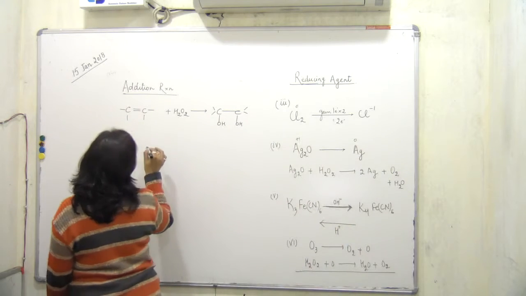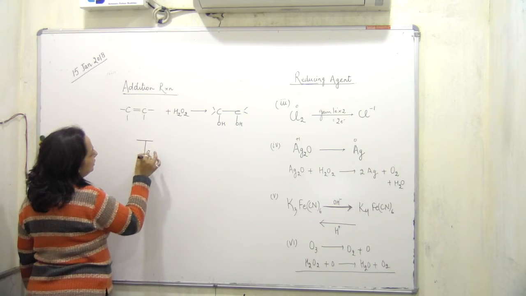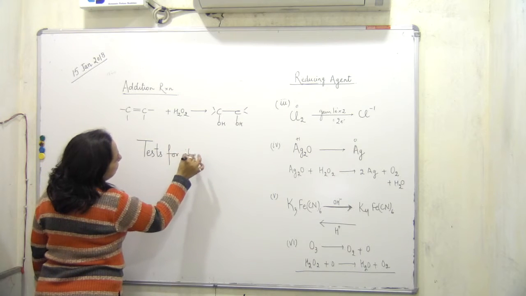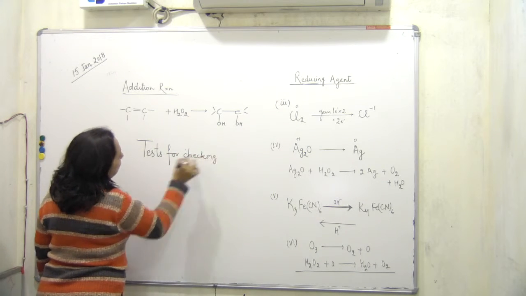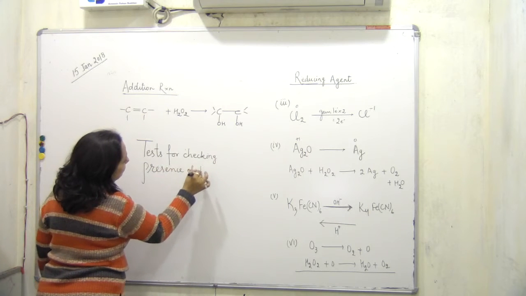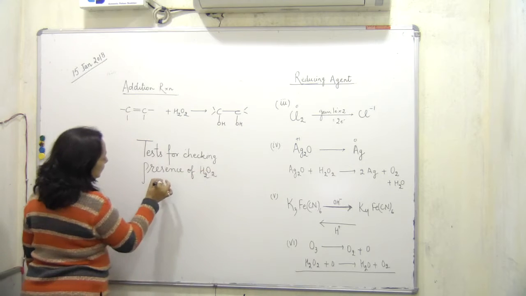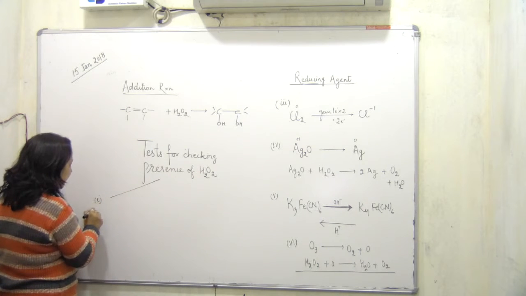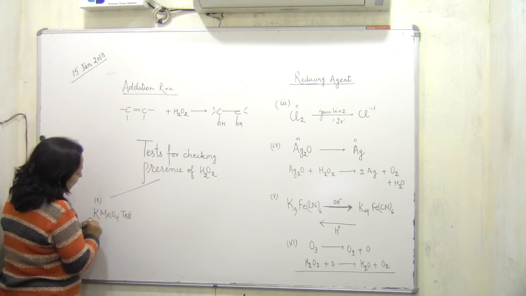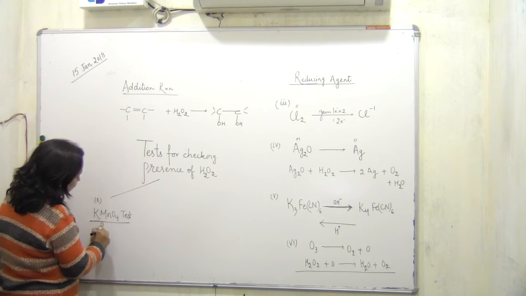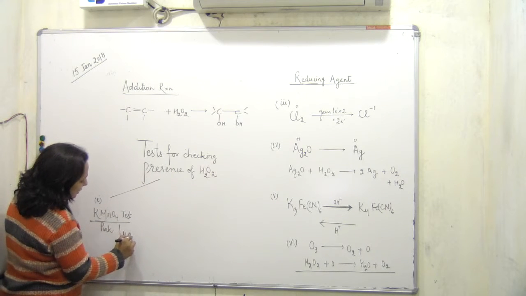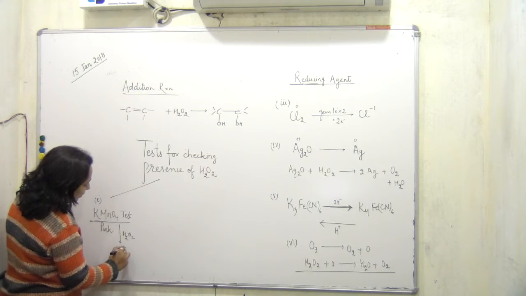Now there are important tests for checking the presence of hydrogen peroxide. First test we have done already, the KMnO4 test. Reaction you have done, KMnO4 pink to colorless. Hydrogen peroxide can make it Mn2 positive, which is colorless.